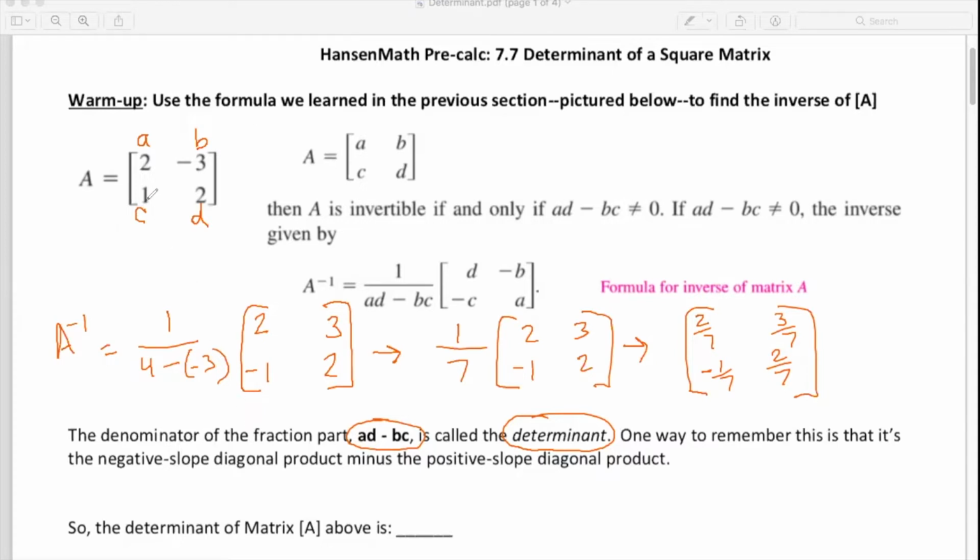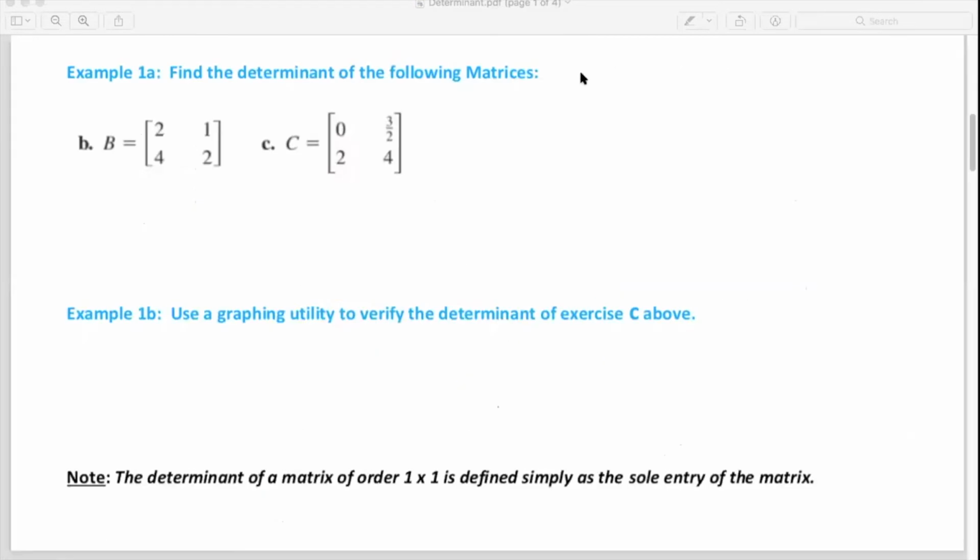So again, if we just do that part, the 2 times 2 is 4, minus the 1 times negative 3, which is negative 3, you get 7. So the determinant of matrix A above is 7. That's how you calculate the determinant of a 2 by 2 matrix. Next, we'll practice with a couple more examples.